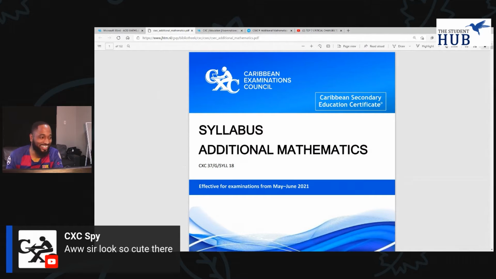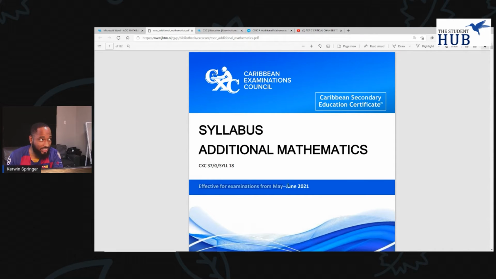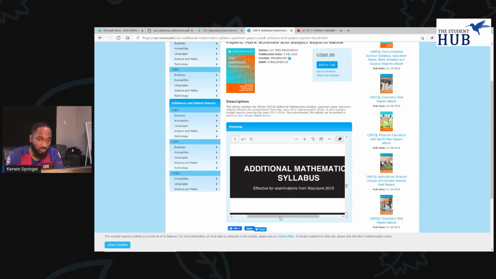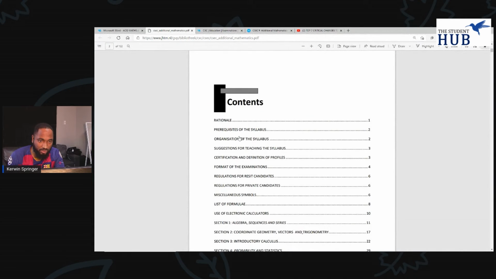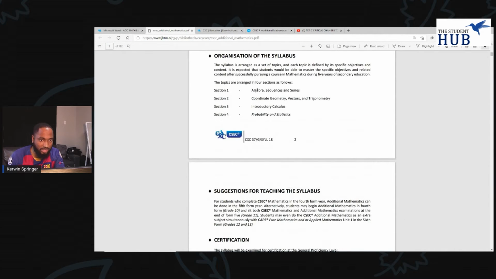Okay. Now, if you watch this line here, it says effective from May, June, 2021. So this means this exam coming up here is supposed to be following this. So let's discuss the new syllabus. I want to go to the organization of the syllabus one time. Immediately something becomes apparent. If you are an AdMath teacher, you're not seeing functions here.